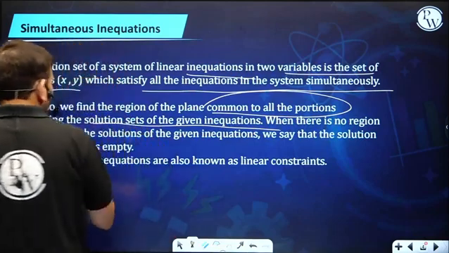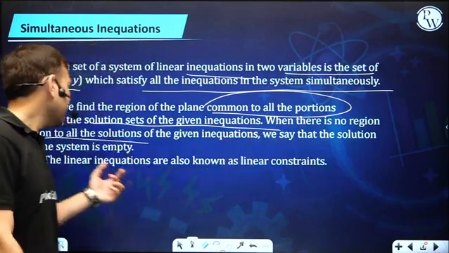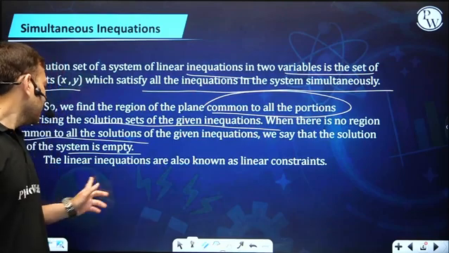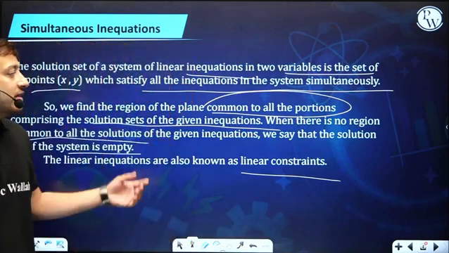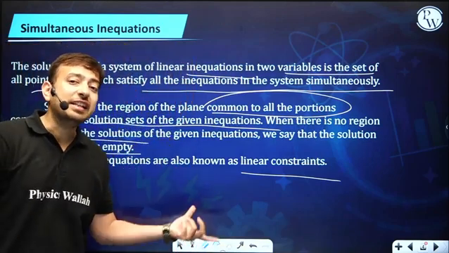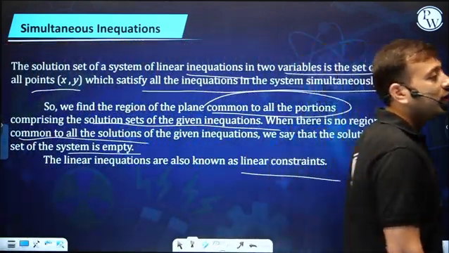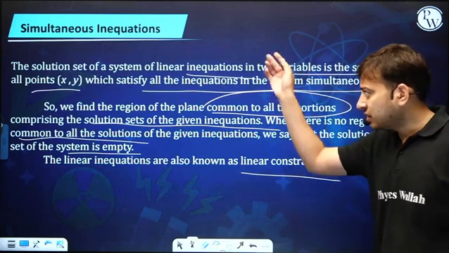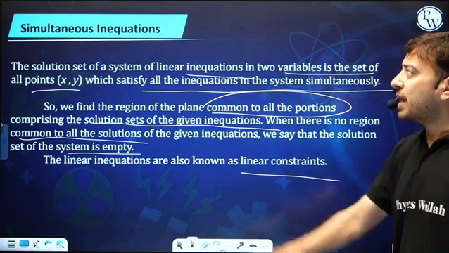When there is no region common, now note this, when there is no region common to the given inequations, we say that the solution set of the system is empty. The linear inequations are also known as linear constraints. So for LPP, these linear inequations will be termed as linear constraints. So before going to LPP, first of all, I need to make sure that students are able to shade the parts, and they are able to find the solution set of simultaneous inequations.